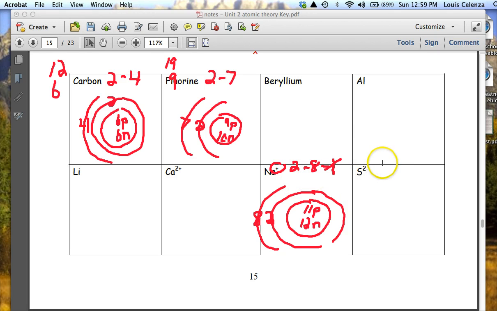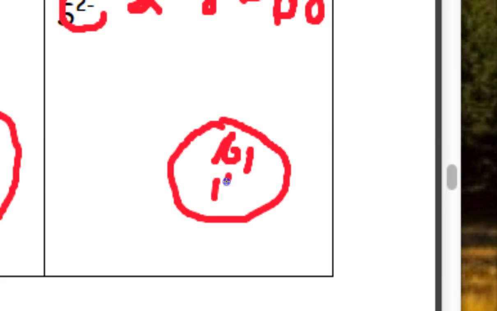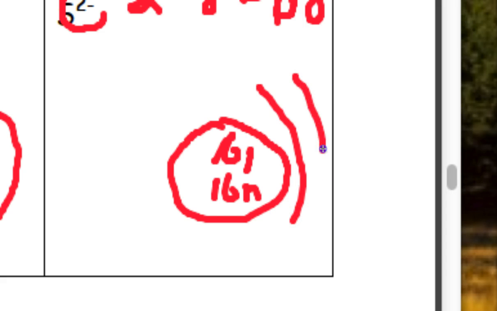Sulfur, on the other hand, is 2, 8, 6. The negative 2 means that you now add 2 to that to make that 8. That doesn't change the nucleus. You're still going to have 16 protons, and I'm just going to write this, 16 neutrons. But if you draw the Bohr model, it's going to have 3 energy levels, and it'll be 2, 8, and 8. And that's how you do more Bohr models for elements, for atoms, as well as ions.